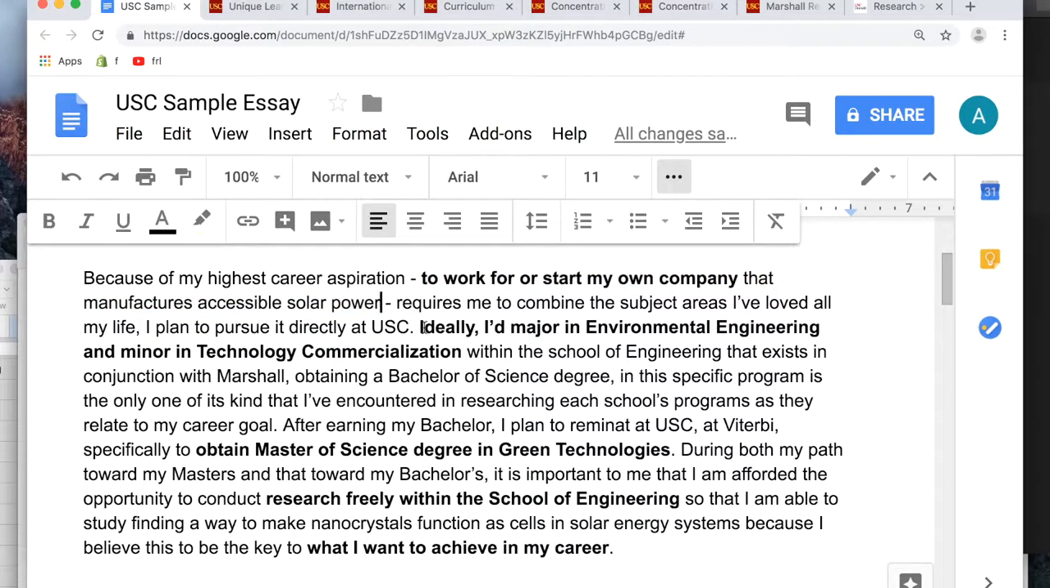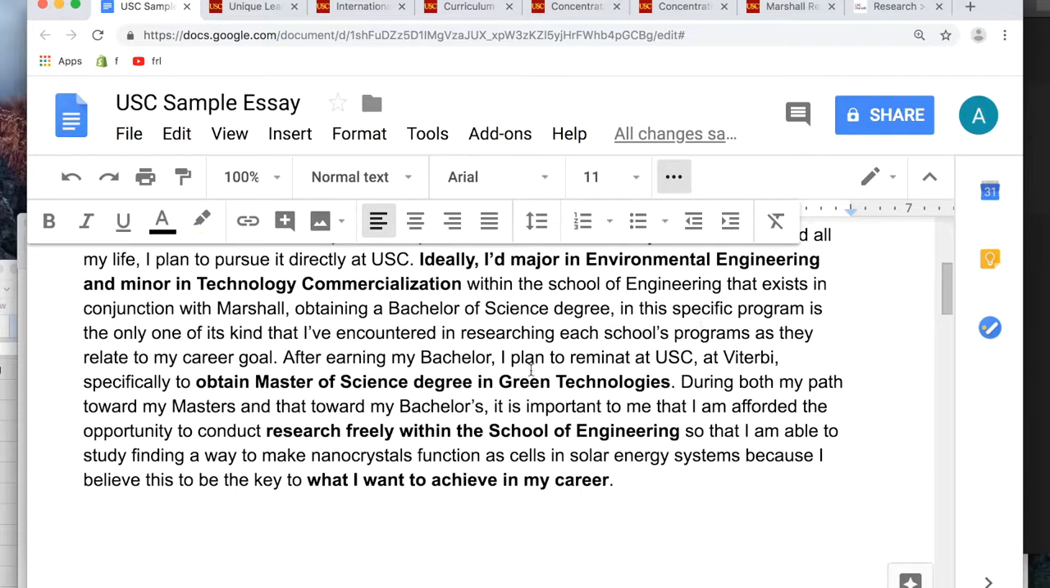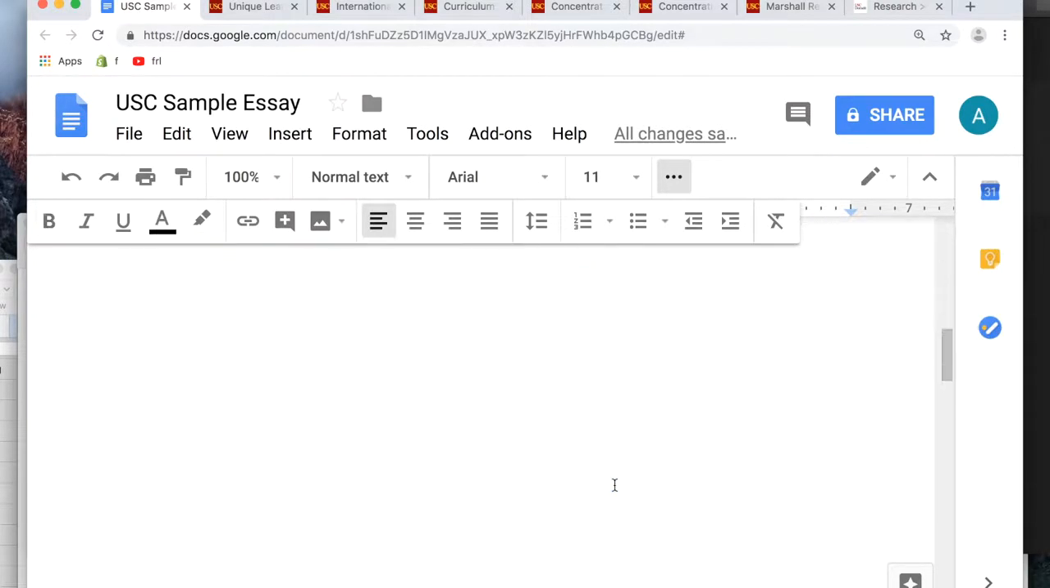Ideally, she wants to major in environmental engineering and minor in technology commercialization within the School of Engineering, which exists in conjunction with Marshall, and is one of a kind that she has encountered in researching the school's programs. And in the future, she wants to obtain the Master's of Science degree in Green Technologies so that she can research freely within the School of Engineering. And the whole goal of attending USC is to help her achieve her career.